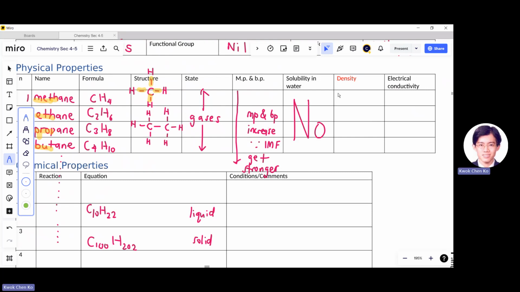Density, as you go further down. Actually, you should be able to figure out. I did say that they turn from gases to liquid to solid. So, yep, increases. Of course, the molecules become bigger. The Mr becomes bigger. I think that one is obvious to you.